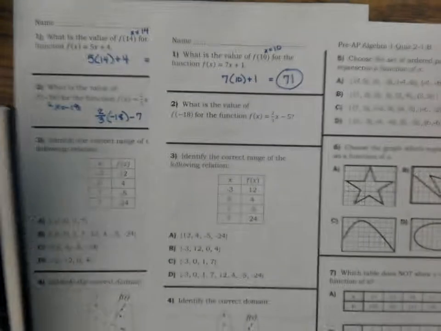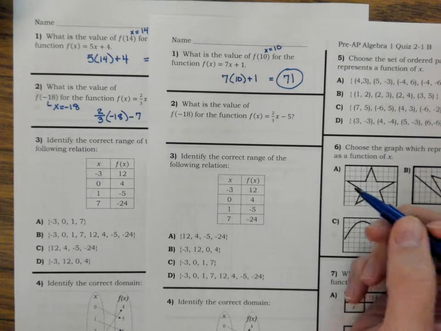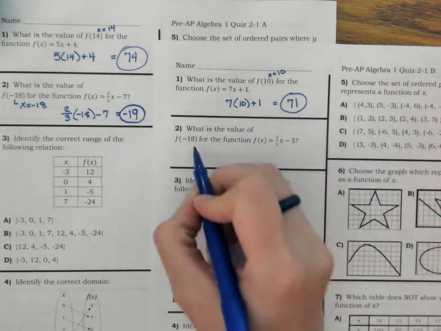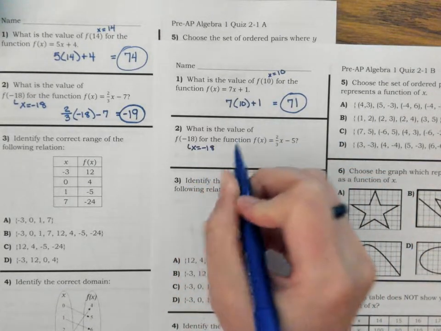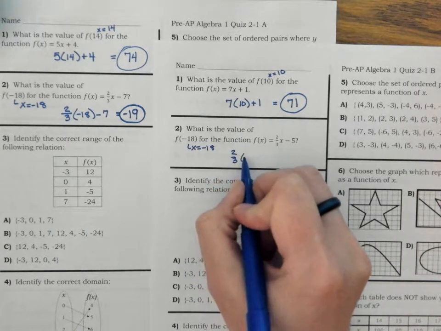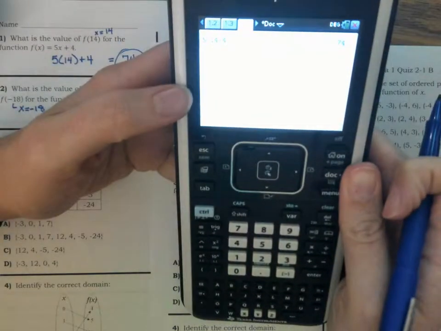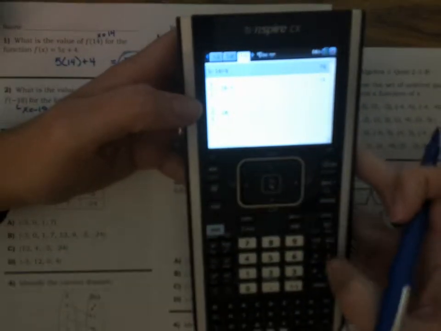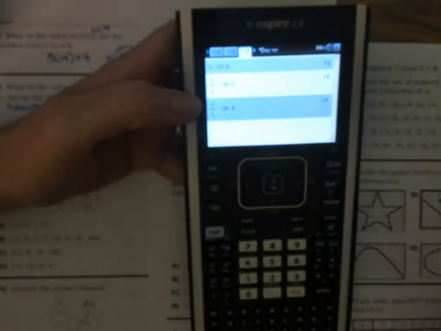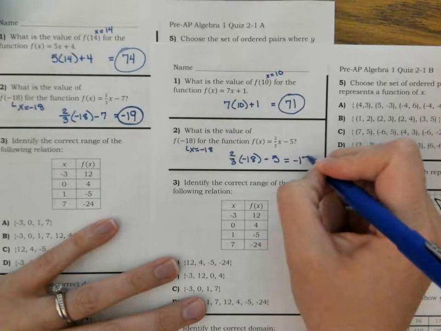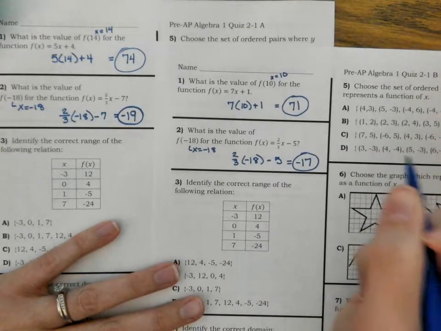Okay. On version B, it's almost the same question. Again, this is x equals negative 18. So I have 2/3 times negative 18 minus 5. And when I plug that into the calculator, minus 5, I get negative 17. Okay, so that's just substitution.